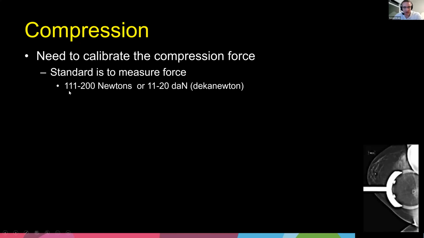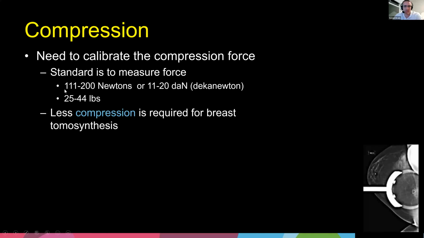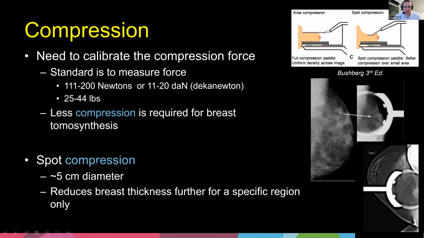Typically, we're aiming for about 111 to 200 newtons, or as it's often shown on the scanner, 11 to 20 decanewtons. If you're here in the US or over in England, it's going to say something like 25 to 44 pounds. Depending on how you've been trained, you're just going to put the breast in there and aim to get a force somewhere in this range. We obviously know we don't need as much for breast tomosynthesis, and it's a little bit different when we do the magnification or spot film compression.